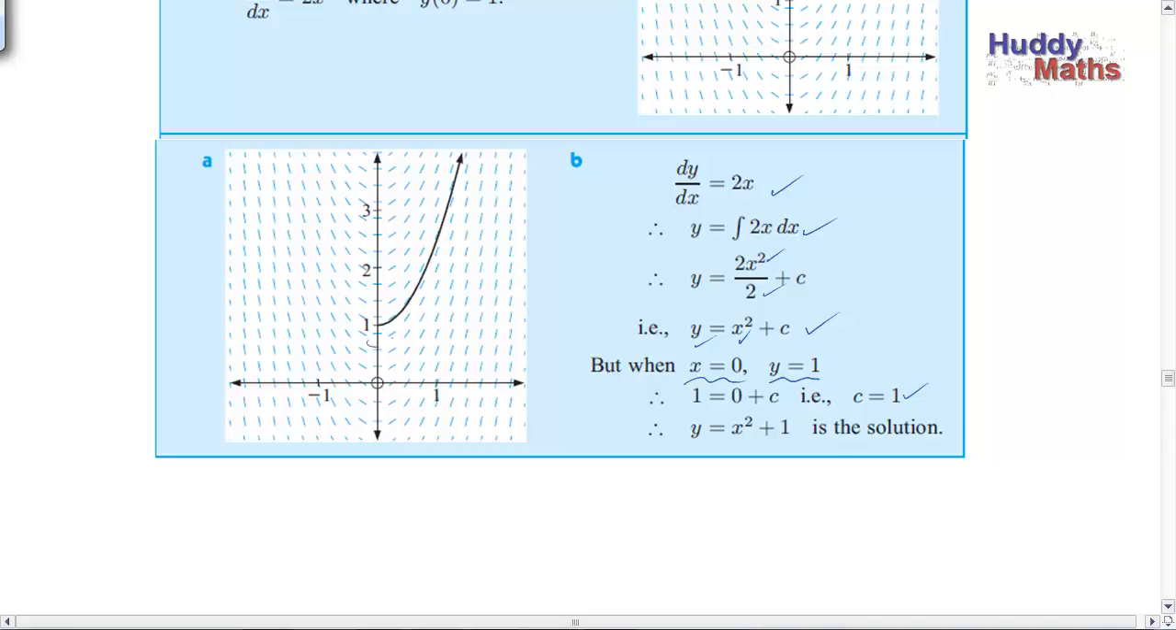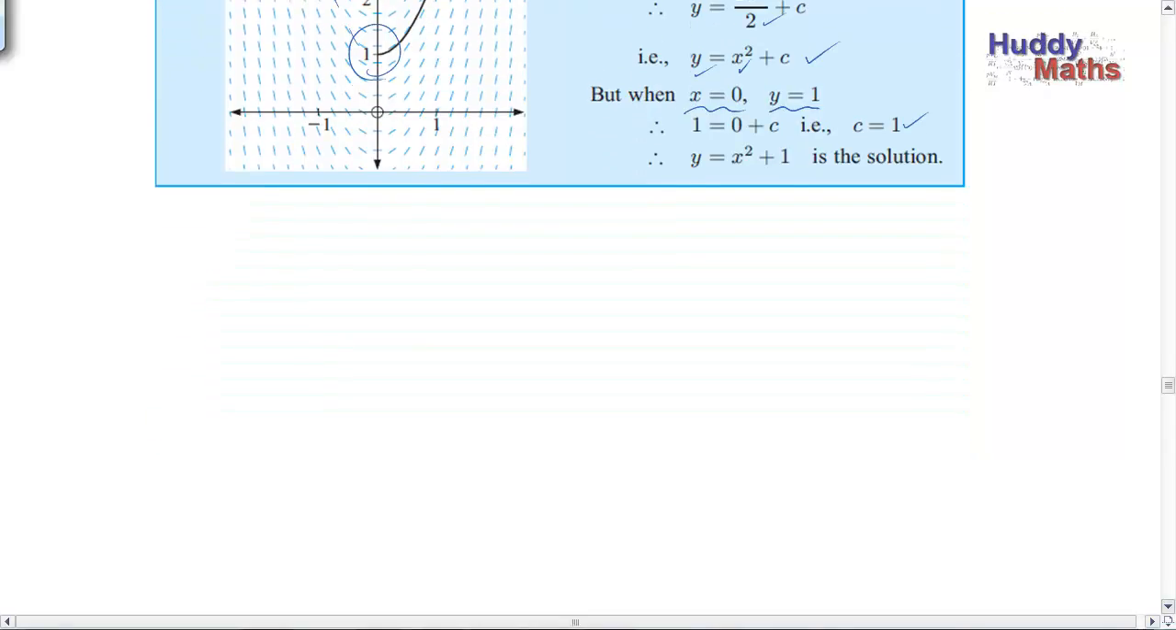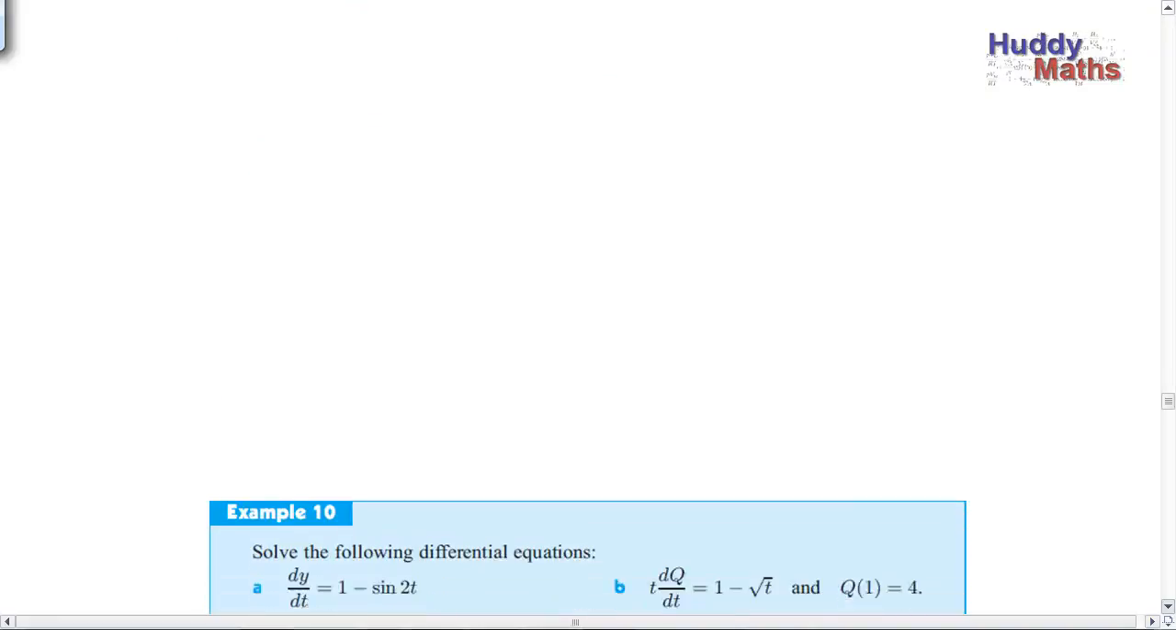But they've only drawn part of the solution there. They should have gone this way as well. Okay, should have done that as well. So just make sure you do that completely, because I didn't say just draw it for x greater than 0. All right, let's go down and have a look at another one.